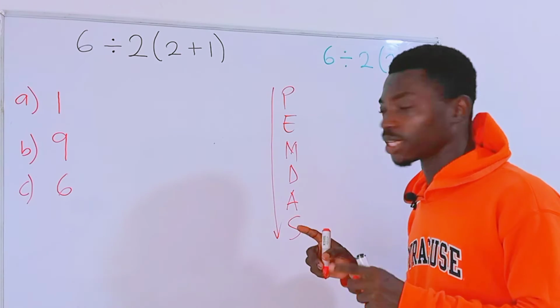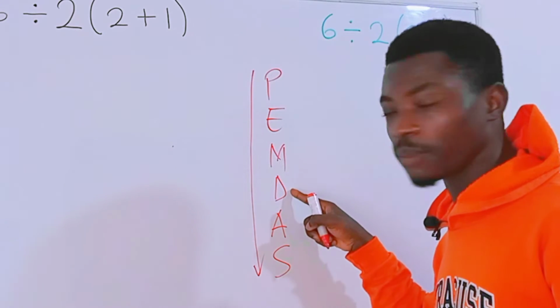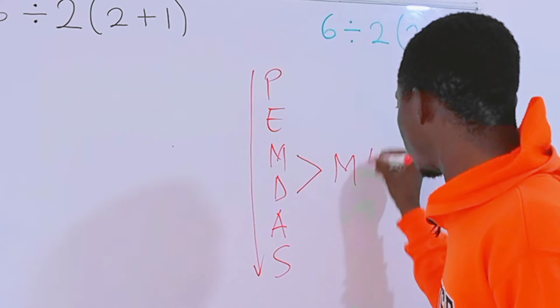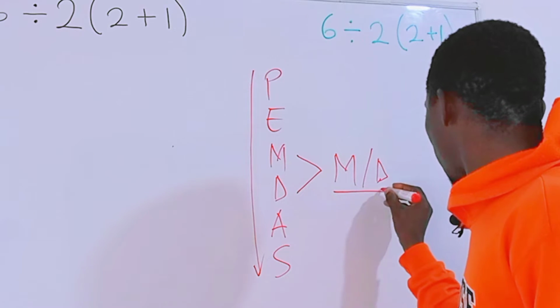But there is an exception. If you have a problem where we have multiplication and division in the same problem, then the priority is given to the one that comes first. So let me write M/D. Cool. And that we move from left to right.